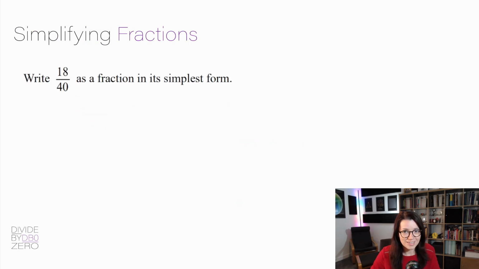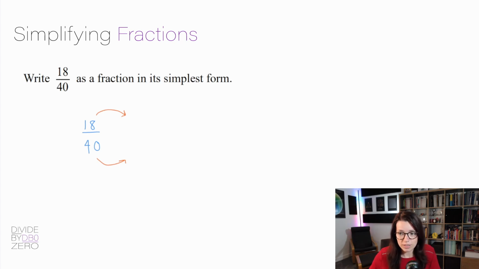One of the things we need to know how to do is to simplify a fraction. So let's say we want to write 18 over 40 as a fraction in its simplest form. So we want to simplify 18 over 40. If we start by writing 18 over 40, then we need to think of what we can divide both 18 and 40 by. Whatever we do to the top of the fraction, we have to do the same to the bottom in order to keep it the same fraction.